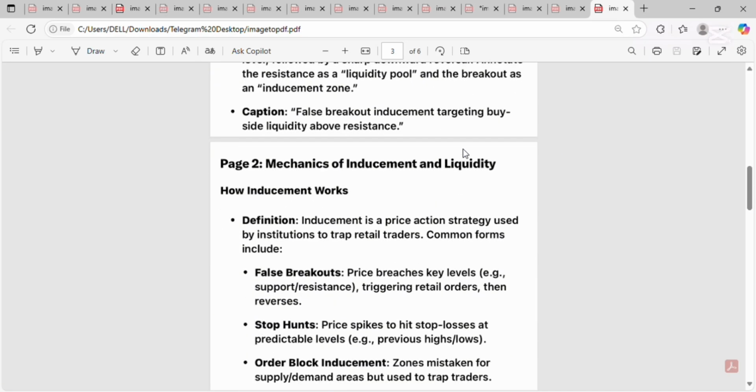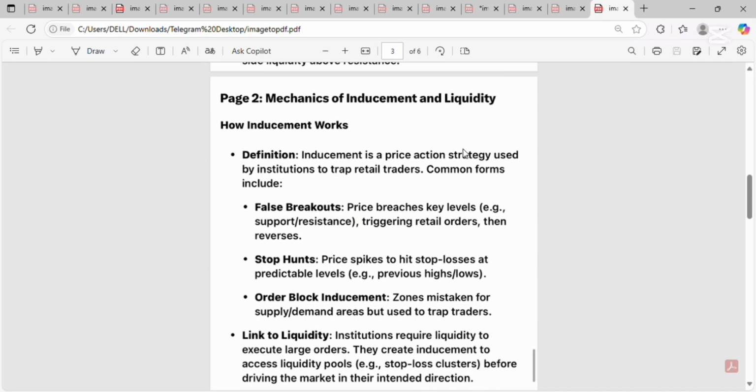Now, on the mechanics of inducement and liquidity, from the definition again: inducement is a price action strategy used by institutional traders to trap retail traders. These are the forms of inducement. Like I said, inducement is a trap. These are ways in which they create that trap in order to lure retail traders, in order to gain liquidity from them. Now, inducement is a price action strategy.